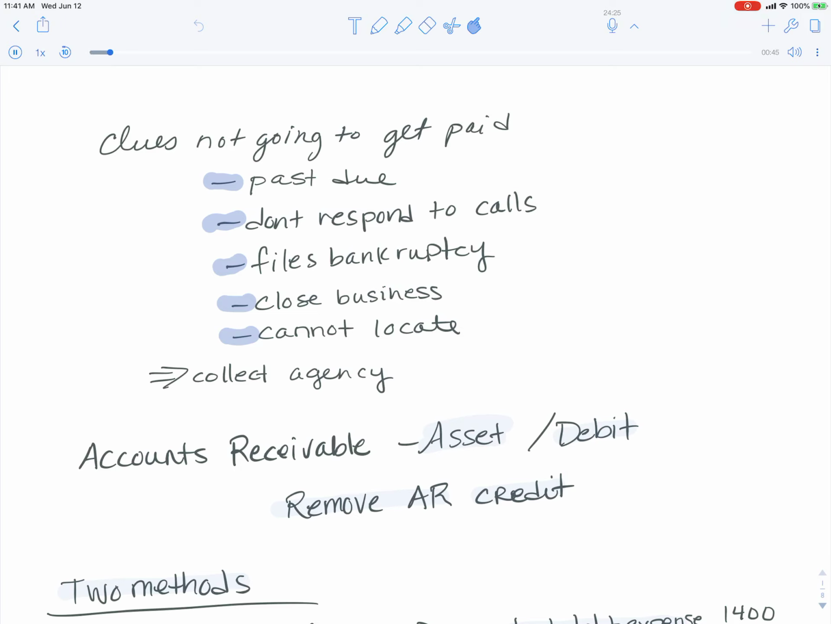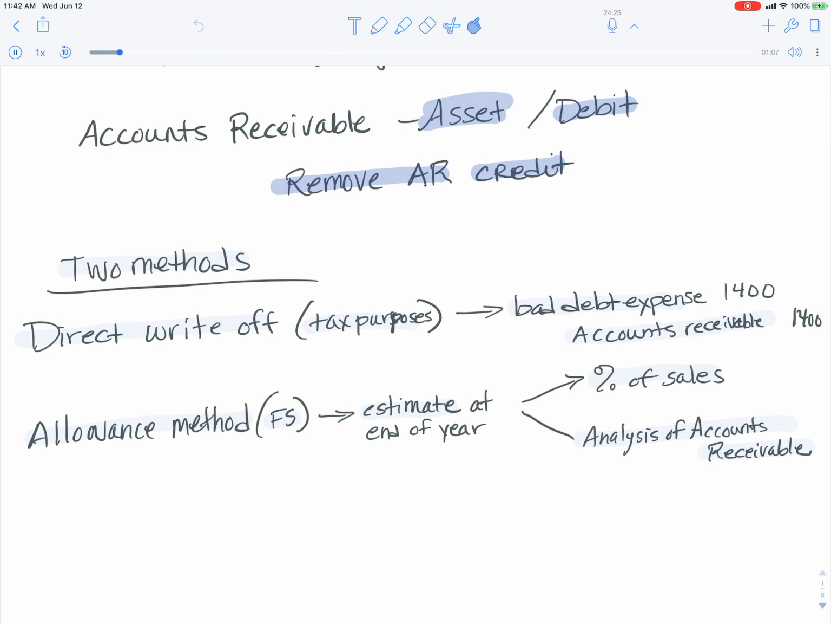Well, at this point, you have an accounts receivable sitting on your books as an asset, which is a debit, and it might be time to just take it off if you think that you're not going to get paid. So we would remove accounts receivable with a credit. But there are several methods on how to calculate our bad debts, which are accounts receivable that we're not going to collect. So there are two methods I'm going to go over with you today.